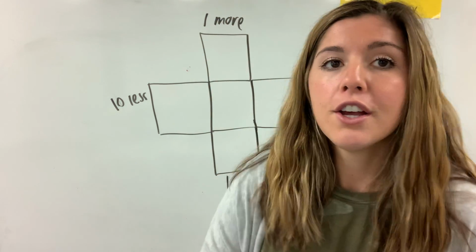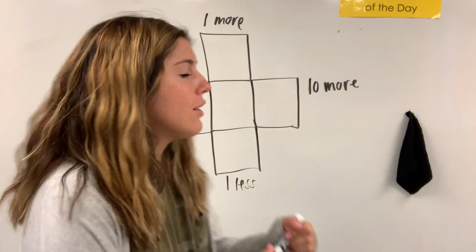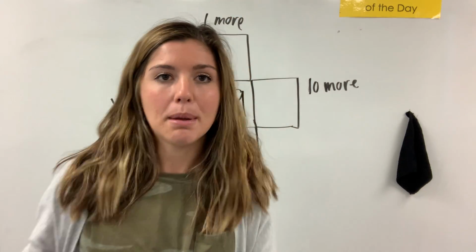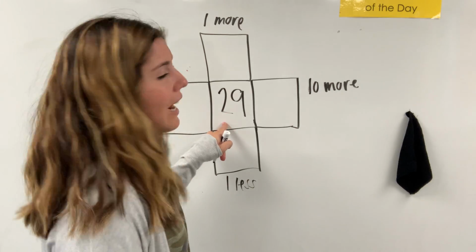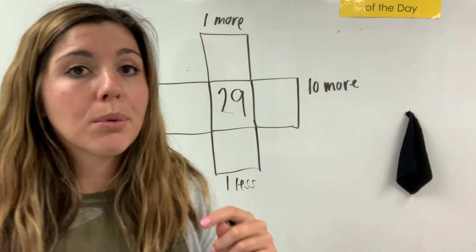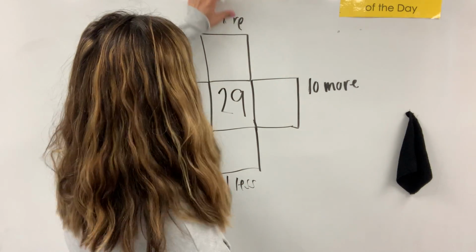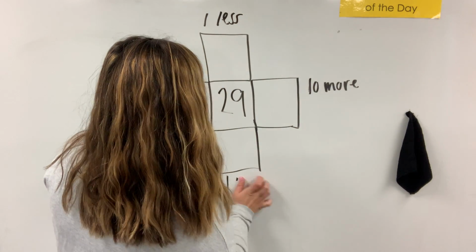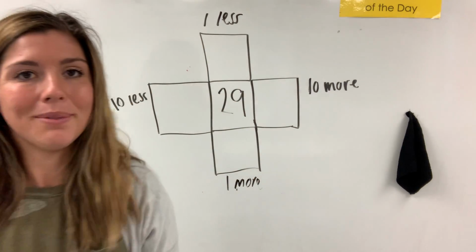So let's get started. I'm going to put a number in the middle. I'm going to put 29 in the middle. I picked 29 because my birthday is on the 29th in January. So I have 29. On my graph, we're looking for a number one more. Let's switch them around, so we will have one less up top and one more down here. I switched them around for you.